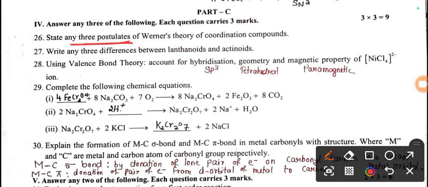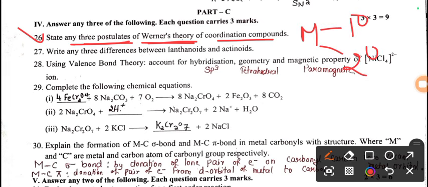Three postulates of Werner's theory, very easy. In a coordination compound, the metal ion has two types of valency, primary valency and secondary valency. That is the first postulate. Primary valency is ionizable and secondary valency is non-ionizable. Primary valency is responsible for the oxidation state, and secondary valency is responsible for the coordination number.